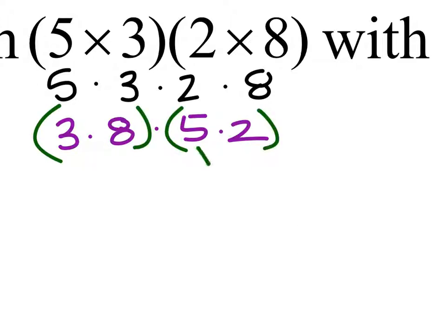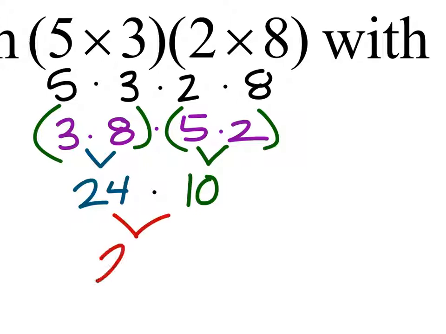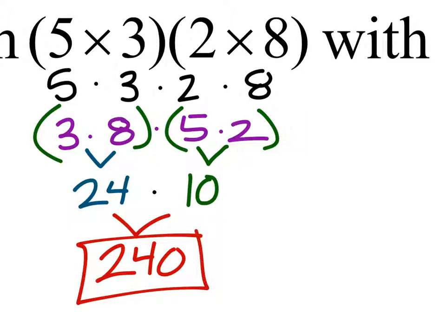The reason I would want to do that is because I'd have 5 times 2, which is 10. 3 times 8 is 24. Now 24 times 10 is a little bit easier to do. And that would give us 240. Which is 2.4 times 10 squared.